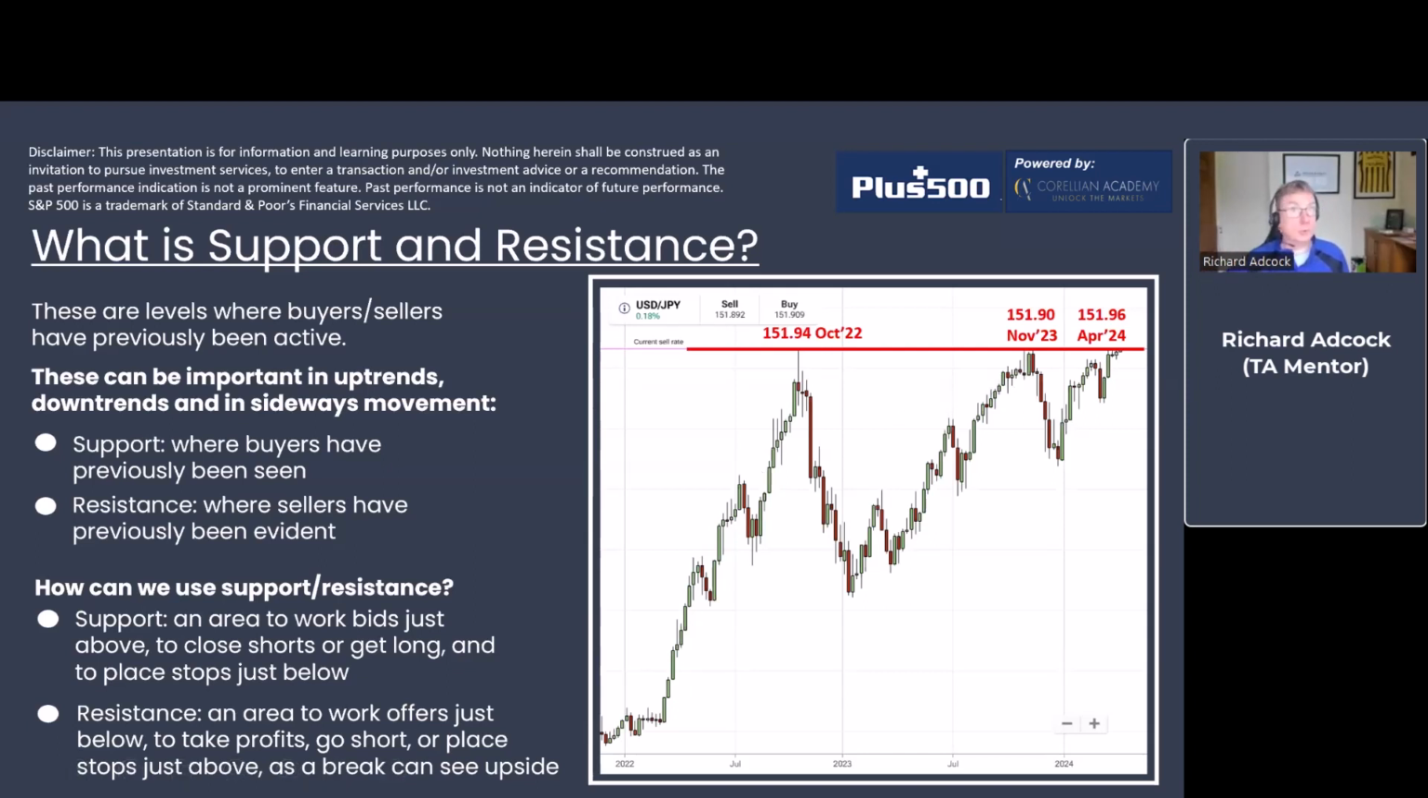Or if we're short of the market, we can view a resistance area as an important pivot point within the market, because if we start to break it, that may well trigger a more extended and prolonged move to the upside. So again, if we're short, we can place stops just above that level to protect our position.